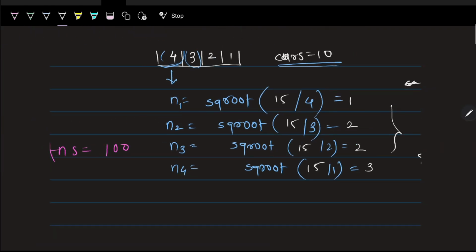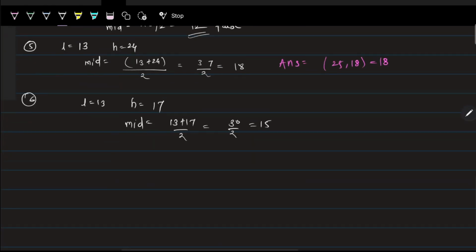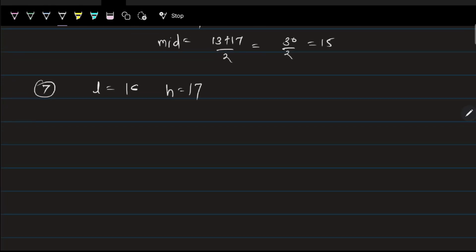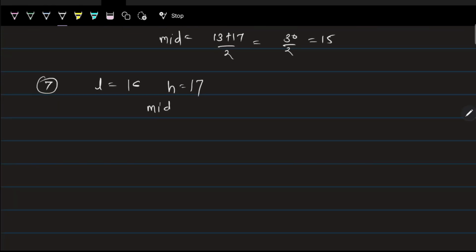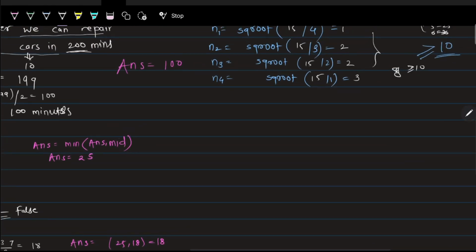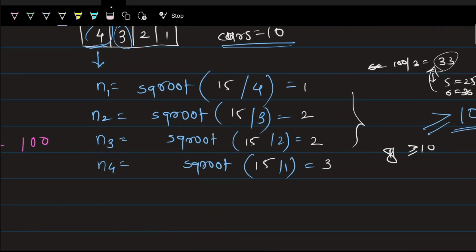So false. If it is false, I will try to increase my range, correct? So in the 7th iteration, I will say low is now mid plus 1, that is 16. My high is the same, 17. So my mid would become 16 plus 17 by 2, which is around 16 only. Now I will try putting 16 over there. Makes sense? So let's try whether it is possible to do it in 16.